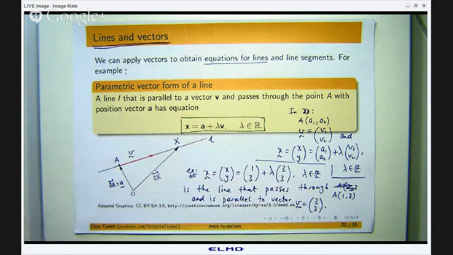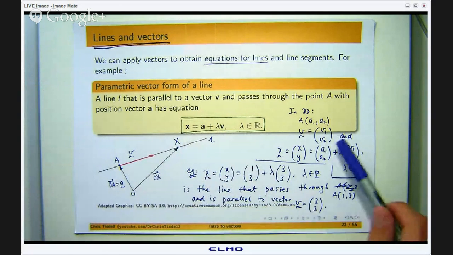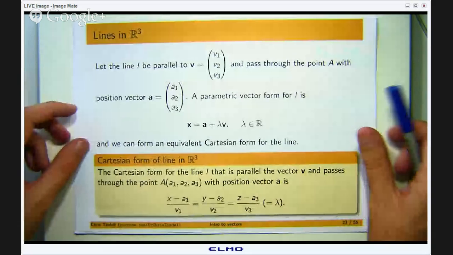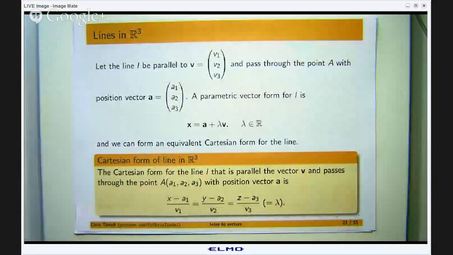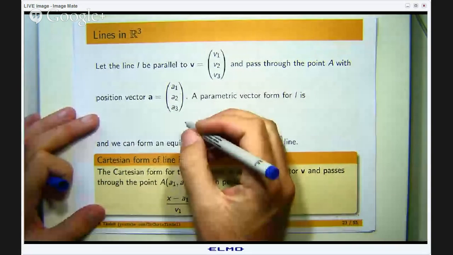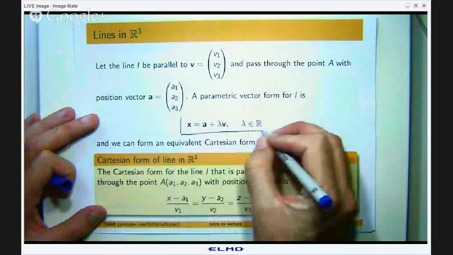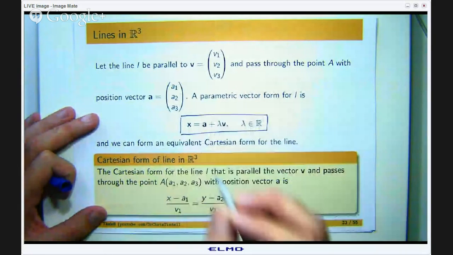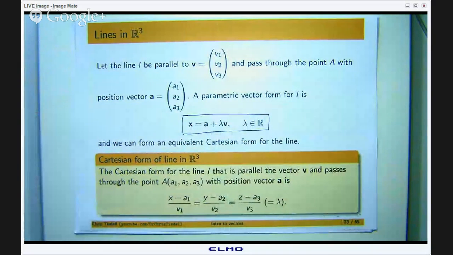In the previous video, I talked about the 2-dimensional case and I gave some examples. So this raises the question, what about the 3-dimensional case and higher dimensional cases? Well, the parametric vector form works in n dimensions, 2, 3, 4, 5, etc., all the way up to n. So in this video, I'm just going to talk about the 3-dimensional case.